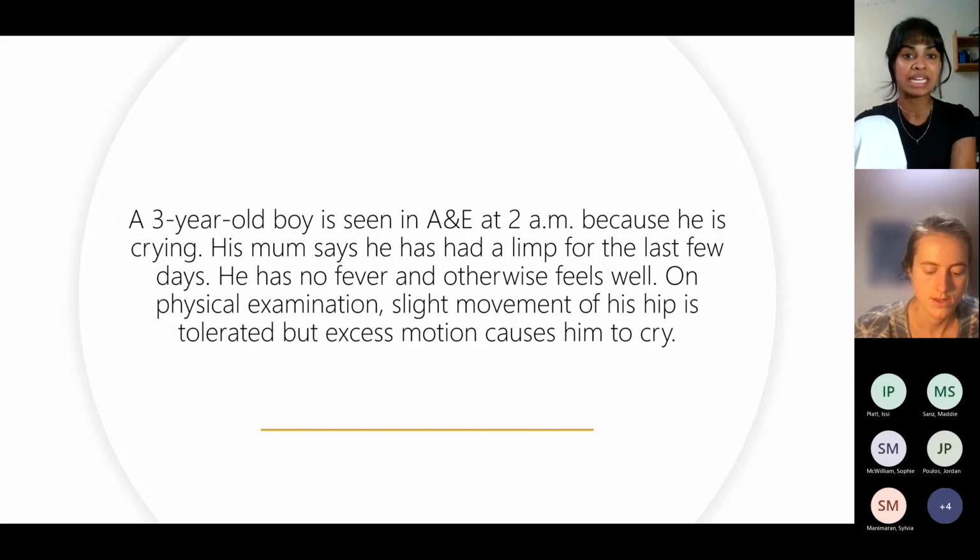It's a 3-year-old boy who's seen in A&E because he's crying. His mum says he's had a limp for the last few days. He hasn't got a fever and he otherwise feels well. On physical examination, slight movement of his hip is tolerated, but excess motion causes him to cry.